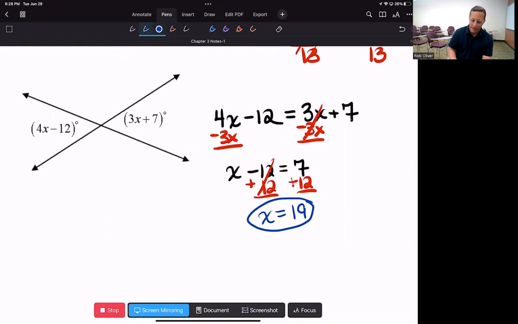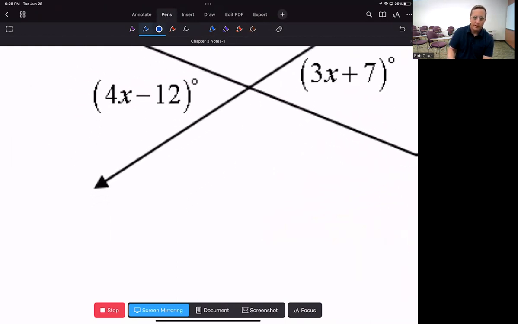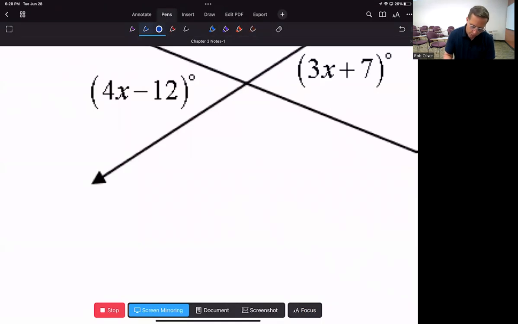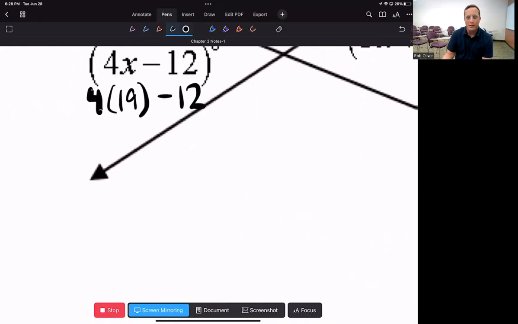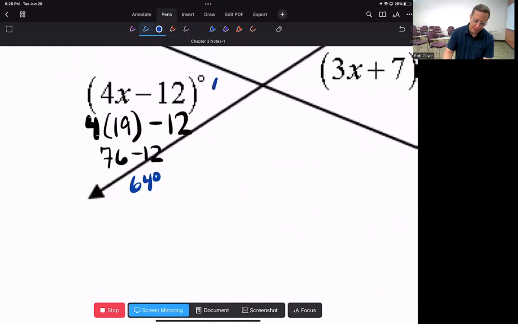The angle is going to be a matter of putting 19 in for x. That is what we want to do. So we're going to do 4 times 19 minus 12. 4 times 19. Well, 4 times 20 is 80, right? So that's going to be 76. So you're going to have 76 minus 12, which is 64. So this angle right here is 64 degrees.